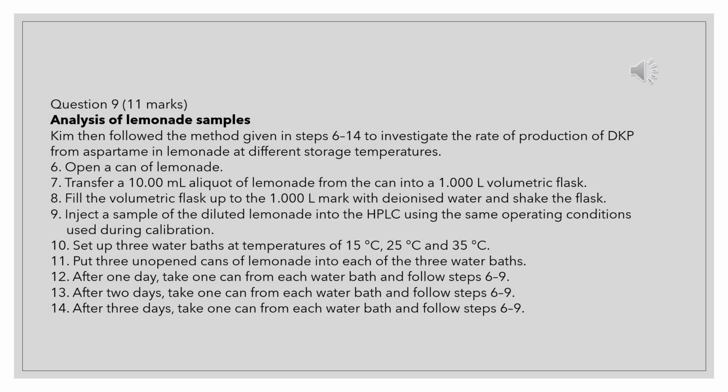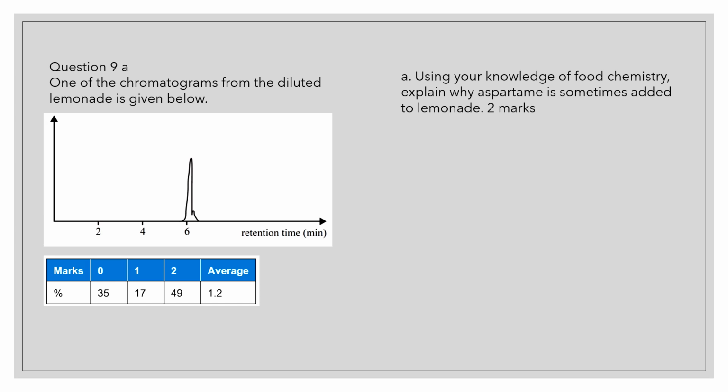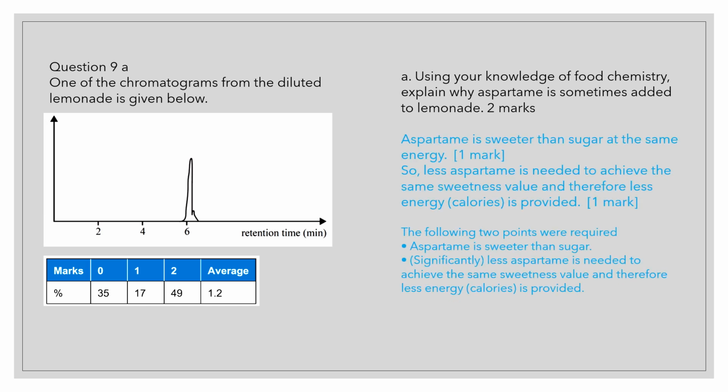To investigate the rate of production of DKP at different storage temperatures, Kim incubated samples at different temperatures for 1, 2, and 3 days, and then the concentration of DKP was measured with HPLC. Aspartame is sweeter than sugar at the same energy. So, less aspartame is needed to achieve the same sweetness value and therefore less energy, calories, is provided.